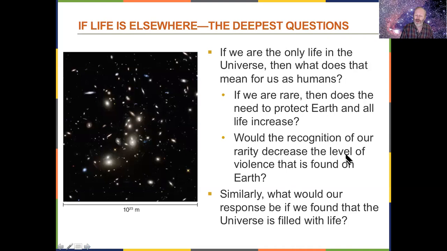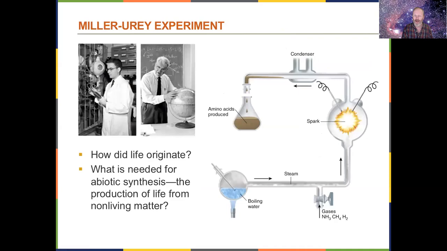So if we're looking for life, we're typically looking for it on nearby planets, but in fact, that's just a small drop in the cosmic ocean as we look at hundreds of billions of stars in our own galaxy and then hundreds of billions of galaxies that are out there. So there are different ways of speculating about this, different ways of trying to do experiments.